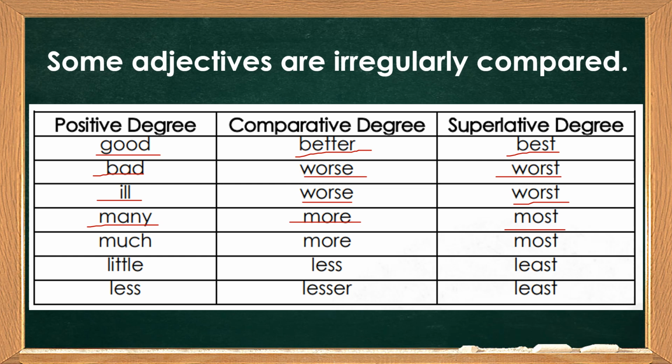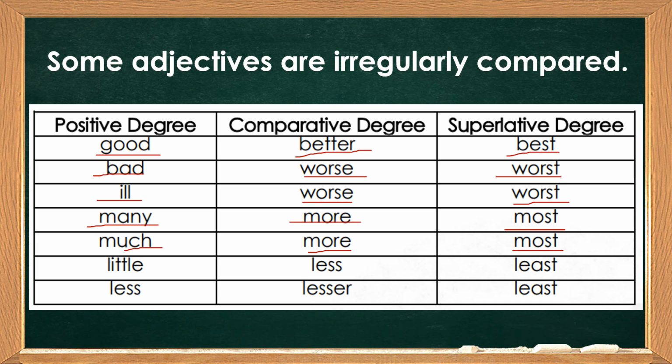The next example of irregularly compared adjectives is the word much. It becomes more under the comparative degree and most under the superlative degree.